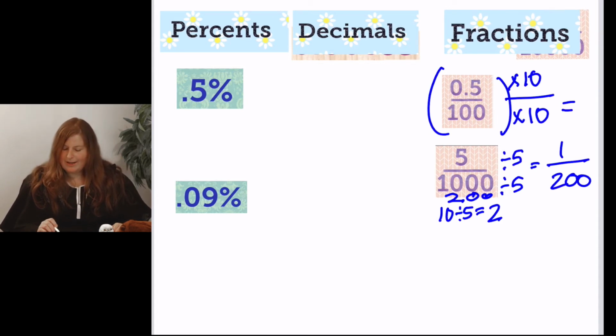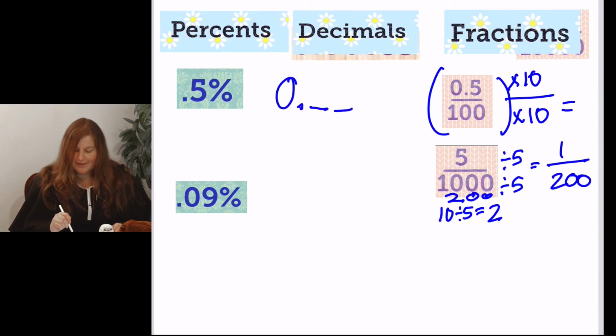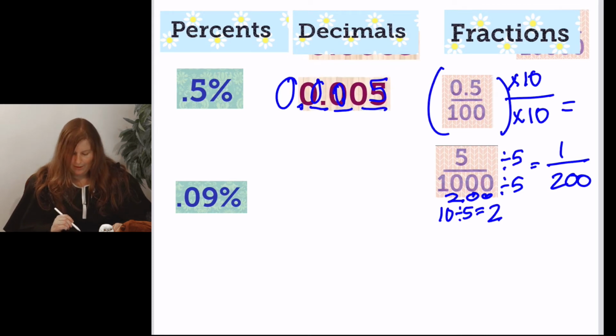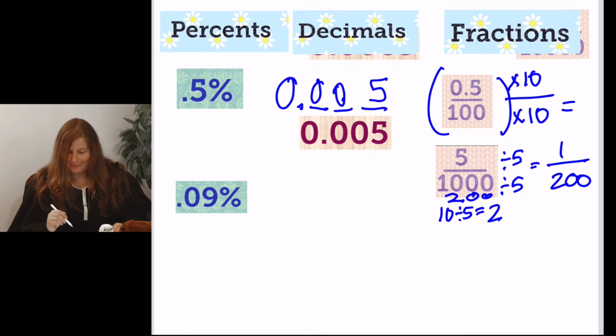But if we look at it as 5 parts out of 1,000, we can easily convert it to a decimal. We know that these are tenths, hundredths, and thousandths. So the 5 would go right here in the thousandths place, and I don't have any tenths or hundredths. So there it is as a decimal.